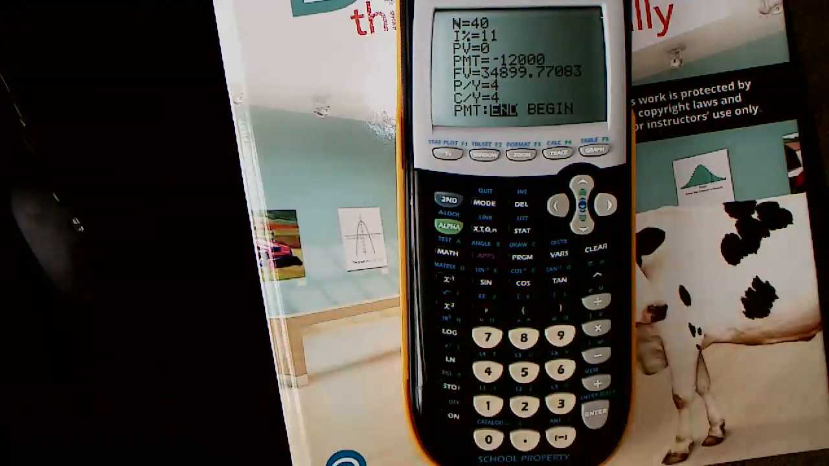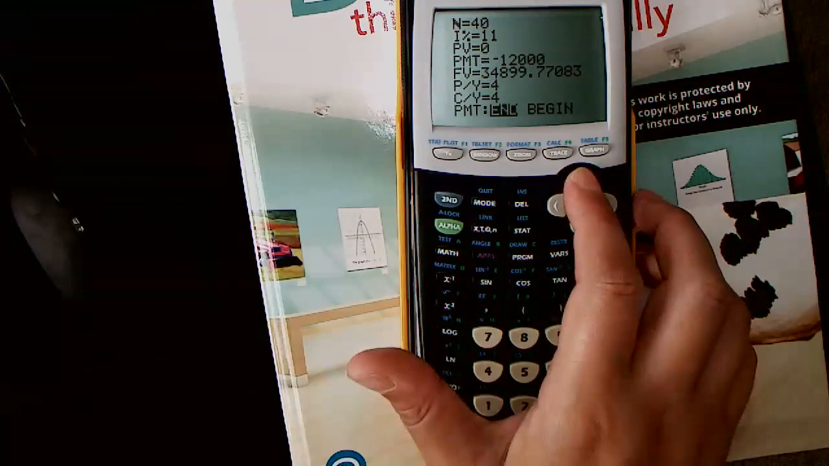And P per Y, C per Y, 4, because this question is also about quarterly. Depends on your question. You're going to read the question very carefully. If it's annually, you leave 1 there. If it's semi-annually, you leave 2 there. Quarterly, you leave 4. If it's monthly, you're going to have 12 over there. And we go back to solve for the future value.